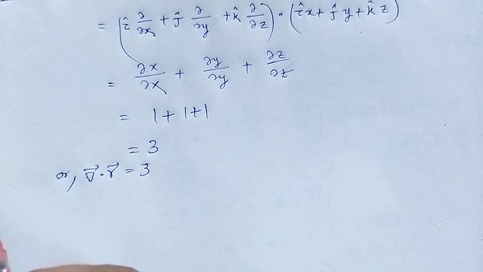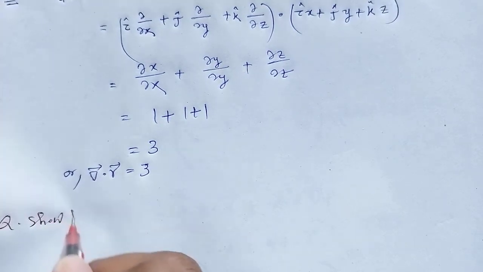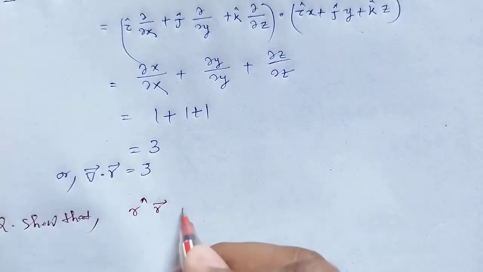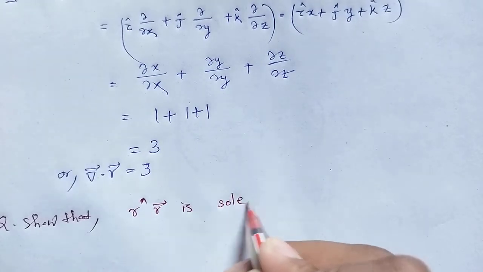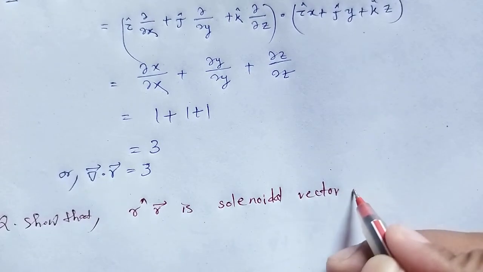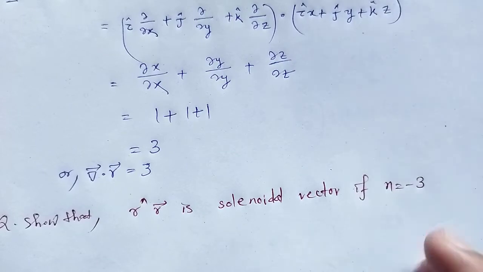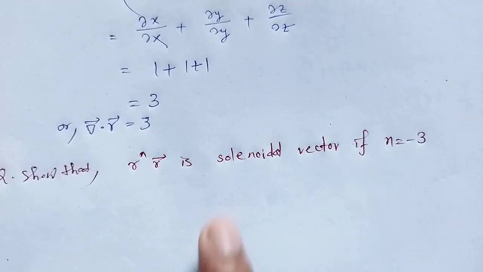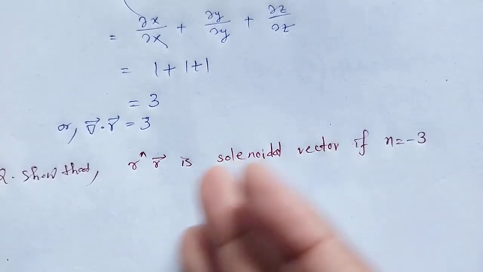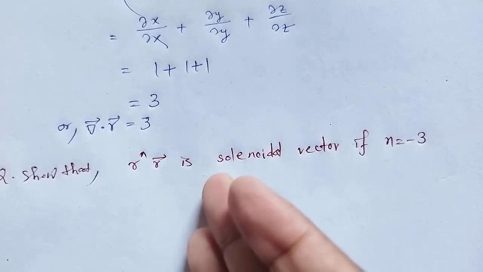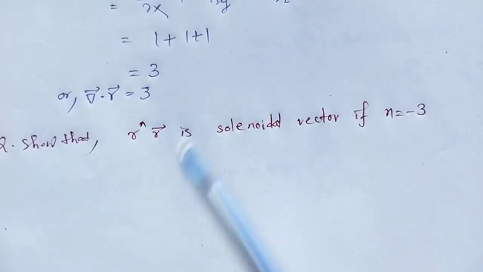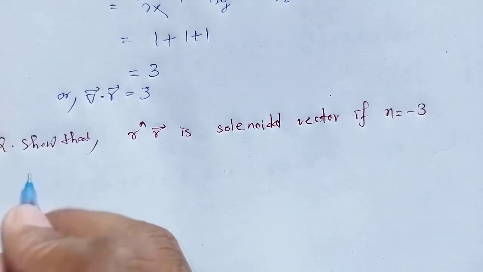Show that R to the power n into R vector is solenoidal vector if n is equal to minus 3. For that solenoidal concept, we know the divergence of that vector will be 0. If the divergence of that vector is 0, then that vector is named as the solenoidal vector. That's why we use these notes for solving this problem.